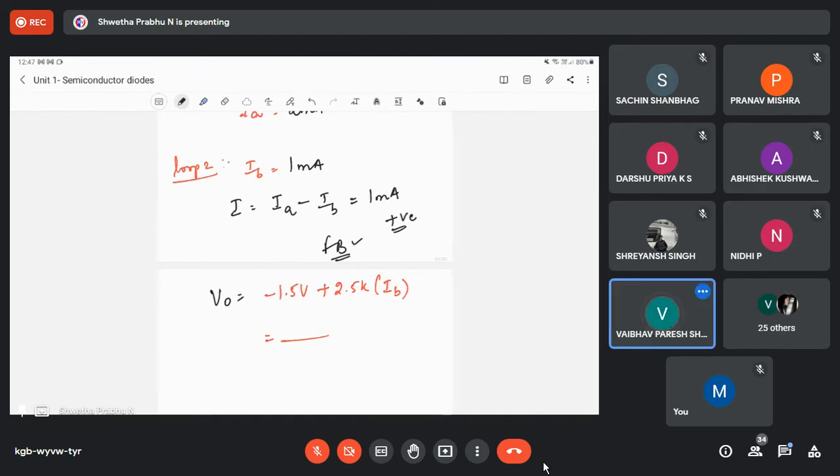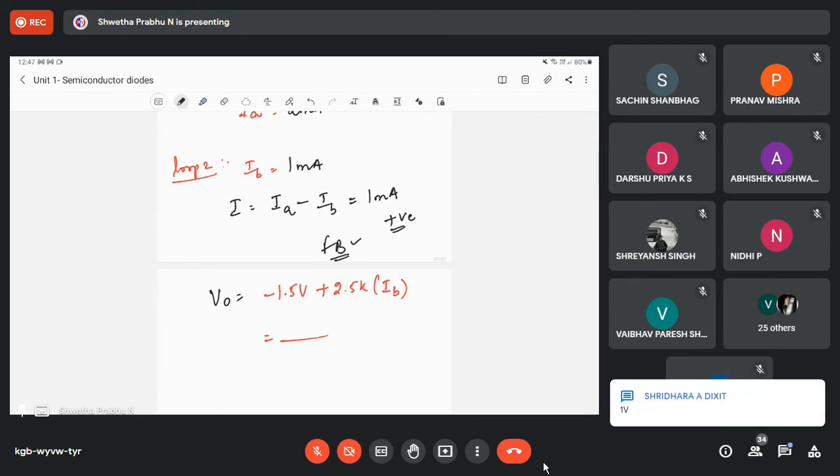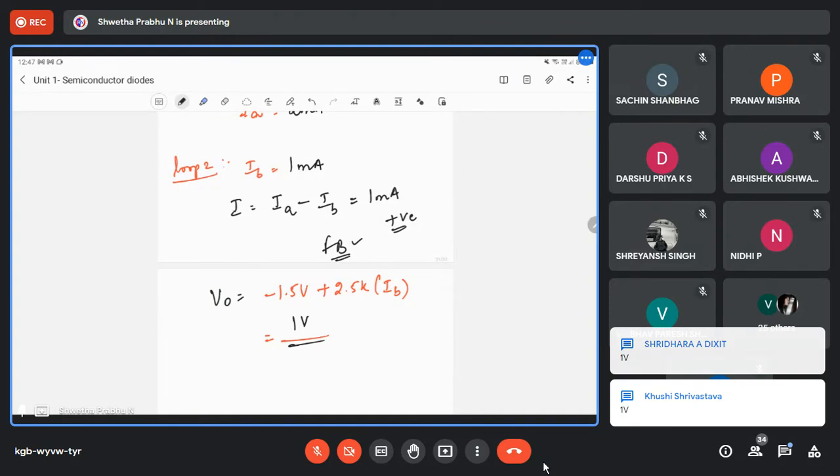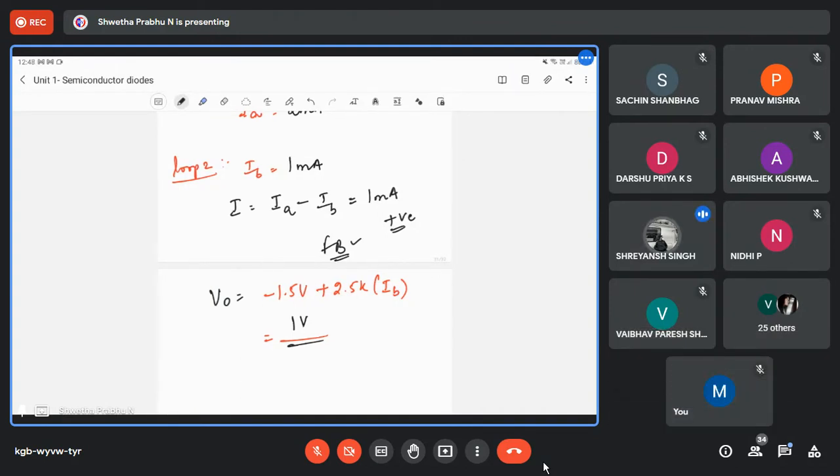Is it 1 volt? Correct. The answer is 1 volt. Yes, ma'am, 1 volt. Others, are you getting the same? Yes, ma'am. Okay, next question.